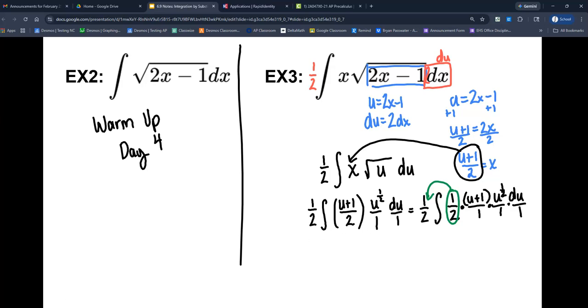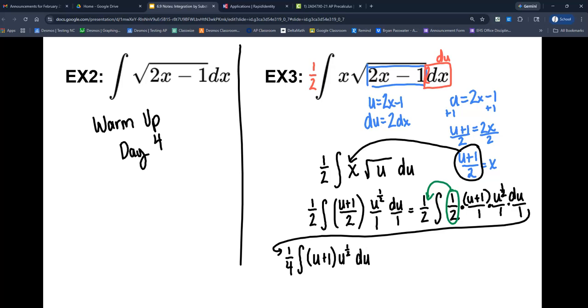So now, I'll go back around here. I've got 1/4 integral of u plus 1, u to the 1/2 du. It's looking a little better.